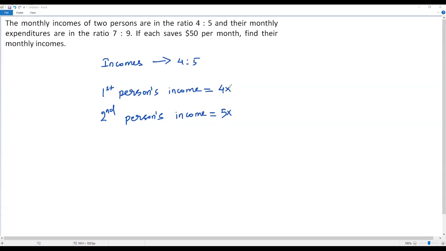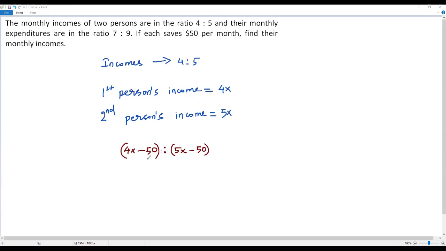Here we already know the income of the first person in terms of x, that is 4x. From this income 4x, if I subtract the savings of $50, what will this represent? Income minus savings. This expression gives the expenditure of the first person. Now let me get the expenditure of the second person. For that, we subtract the savings of the second person from his income, 5x. Then 5x minus 50 represents the expenditure of the second person.